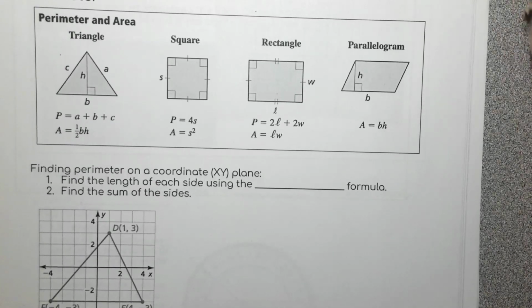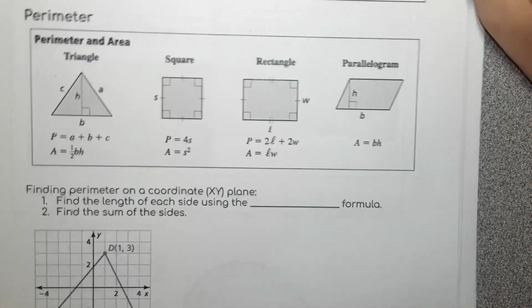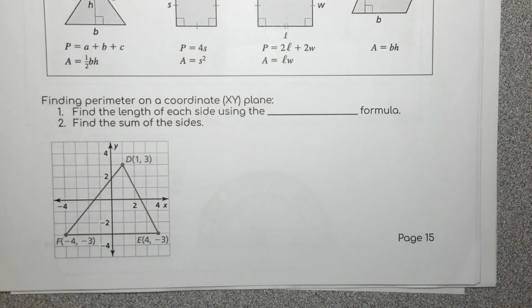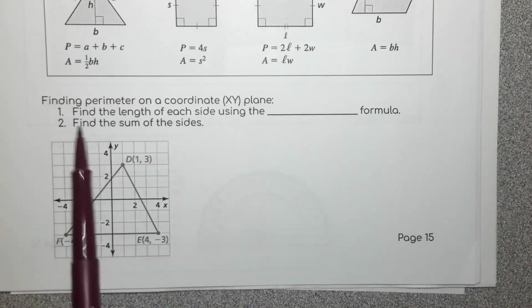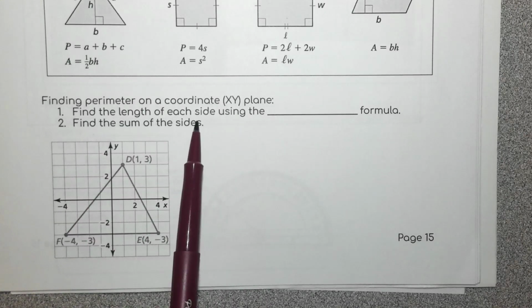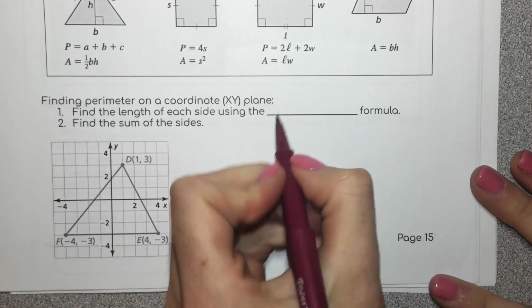Alright. So it says we're going to find the perimeter on a coordinate plane or an XY plane. So on the PSAT, they don't usually call it a coordinate plane, they call it an XY plane. So I'm going to try to use those words interchangeably so that when you see XY plane on the PSAT, you're not like, what is that? Alright, so on the XY plane, first we're going to find the length of the sides using the distance formula.